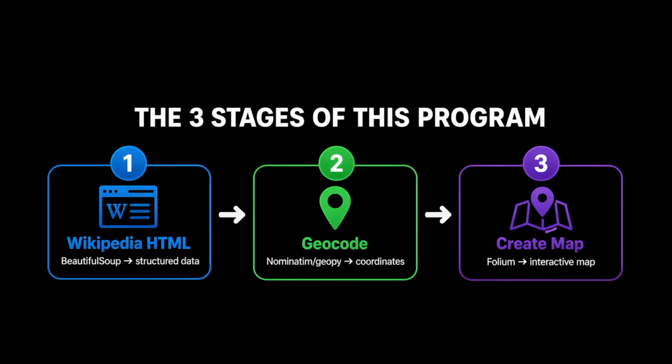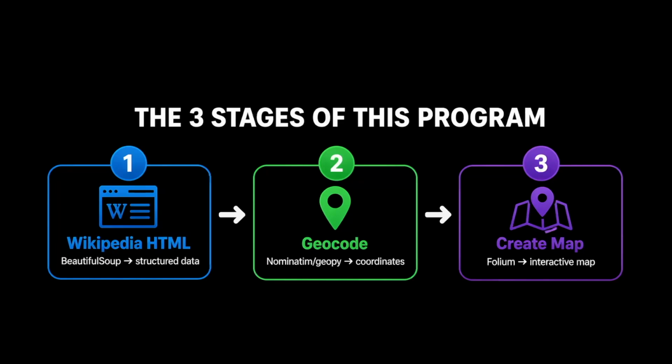Stage 2 is processing. We have company names and headquarters as plain text strings. The map needs latitude and longitude. We geocode, which converts place names to coordinates using Nominatim, OpenStreetMap's free geocoding service.